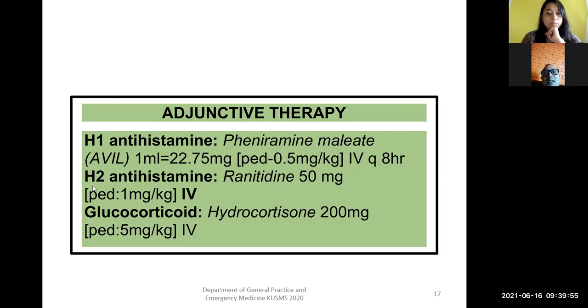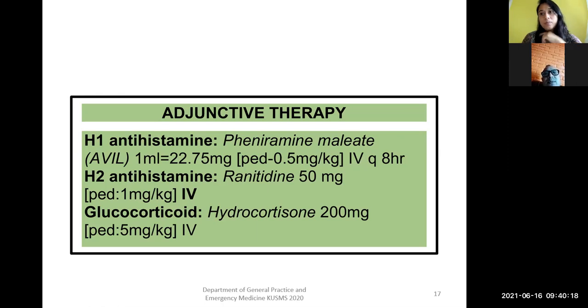H2 blockers, ranitidine should be given 50 milligrams IV, and in case of pediatric age group, 1 milligram per kg. And glucocorticoids like hydrocortisone can be given at doses as high as 200 milligrams IV, and in pediatric age group the dose is 5 milligram per kg.